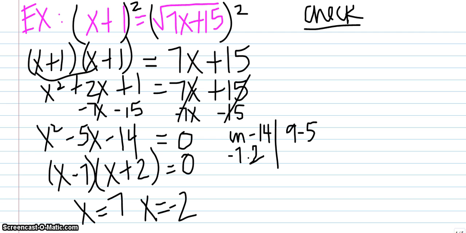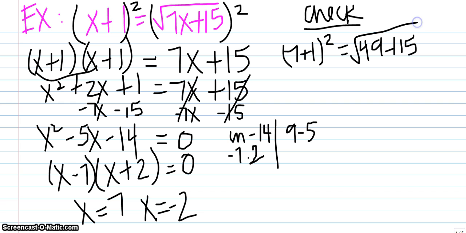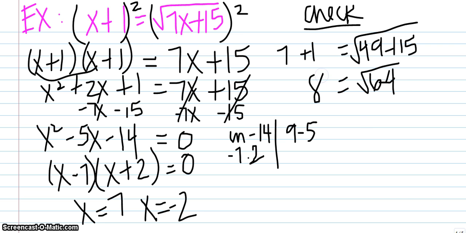So if I plug in a 7, I have 7 plus 1 squared is equal to 7 times 7, which is 49, plus 15, and the square root of that, which is the square root of 64. I'm sorry, my original problem, I need to go erase that, was just x plus 1, which would just be 7 plus 1. So then I have 7 plus 1, which is 8, and the square root of 64 is in fact 8, so 8 equals 8. So we know that this is a solution.